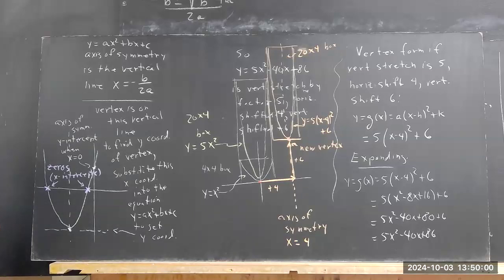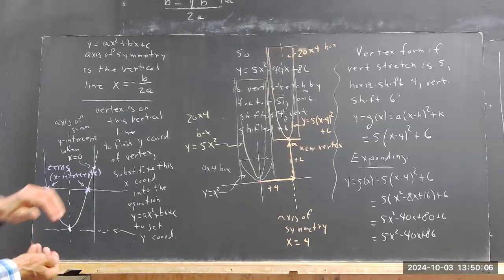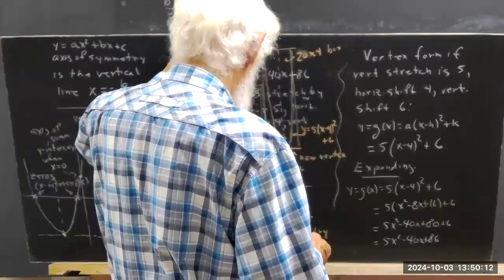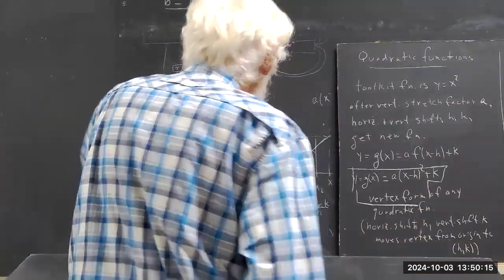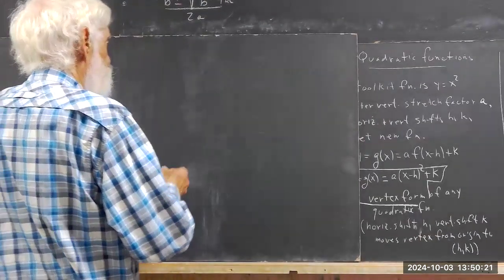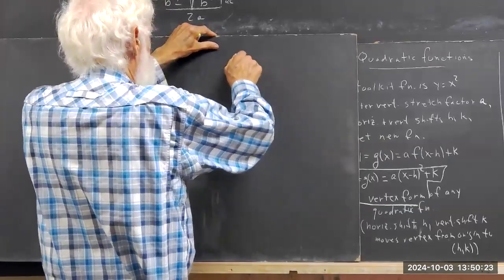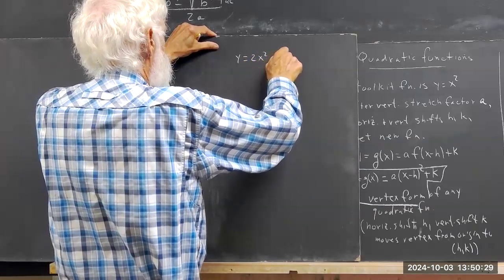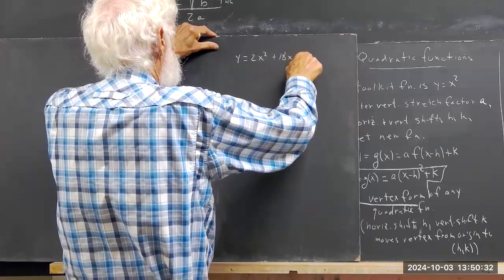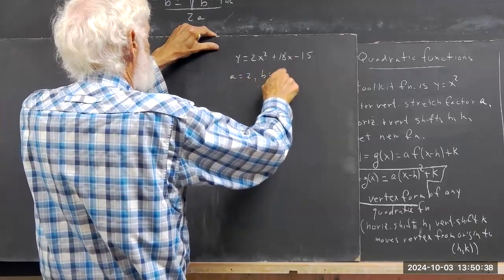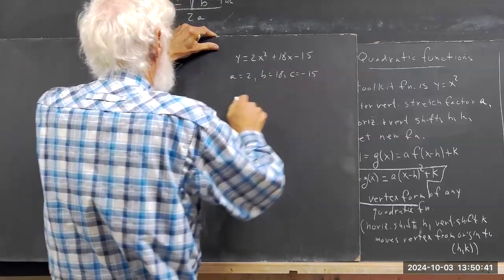Extensive. Okay, so anyhow, you got zeros, you got your x-intercepts. Let's talk about how you get your x-intercepts. You only got two, but you can use the video to see more details. So again, let's say we got y equals 2x squared plus 18x minus 15. Well, a equals 2, b equals 18, c equals negative 15.